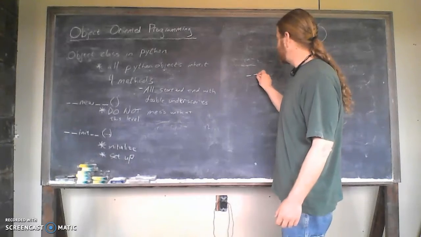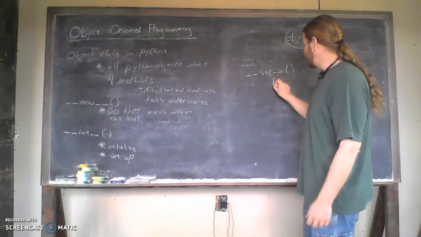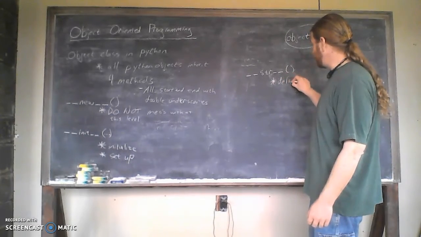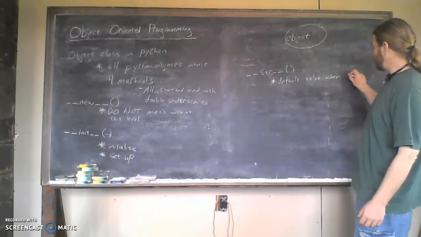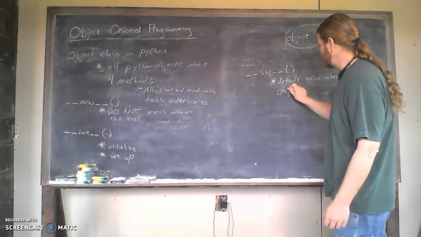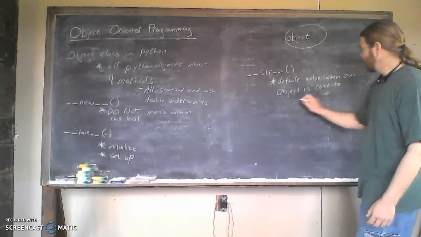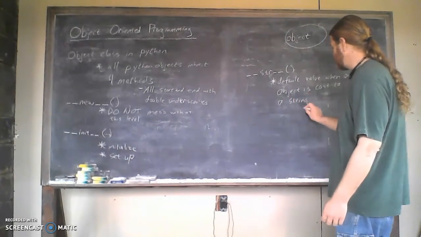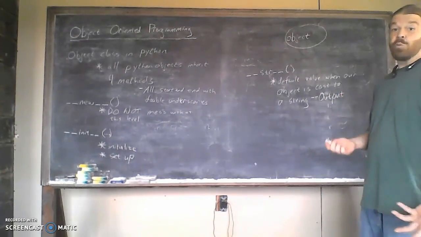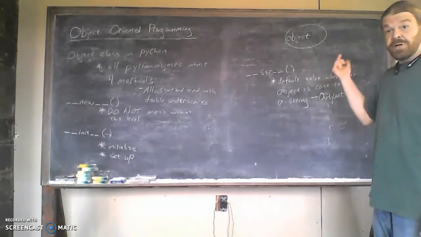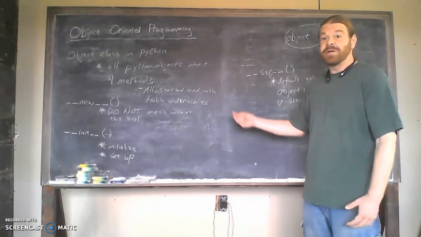Another one that we're going to use a lot is string. So this gives the default value when our object is cast to a string. In other words, this is how we set up our default output. If we're going to print our object out, just print it out by default, what happens when we cast our object into a string. So obviously that's going to return a string. We just want to define what that is.